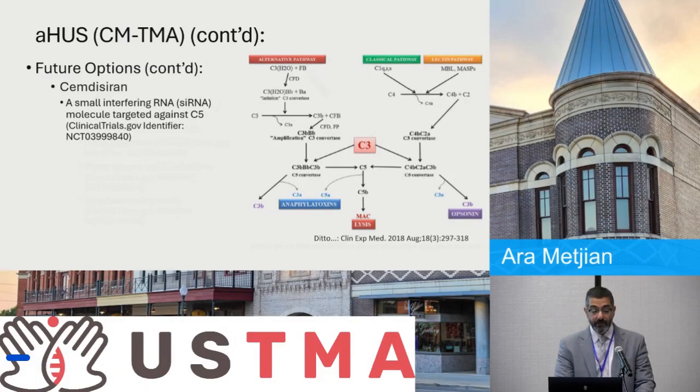There is something called cemdisiran. It's a novel method called a small interfering RNA, an siRNA. Basically, you give this compound, it goes into the liver, and it works by making the liver stop making C5. But the company said there are other things they want to invest their money in, so the trial got terminated.